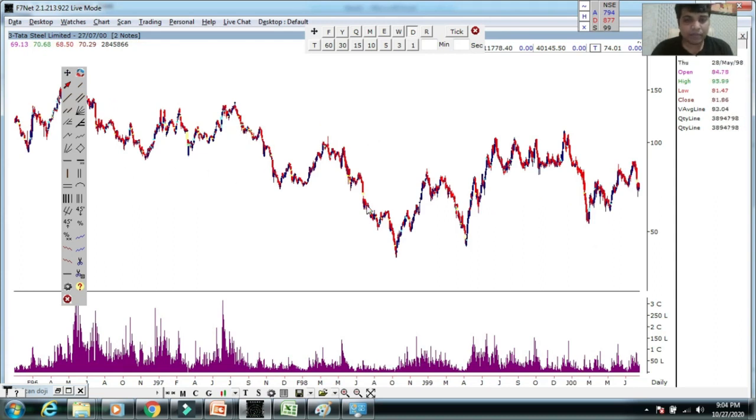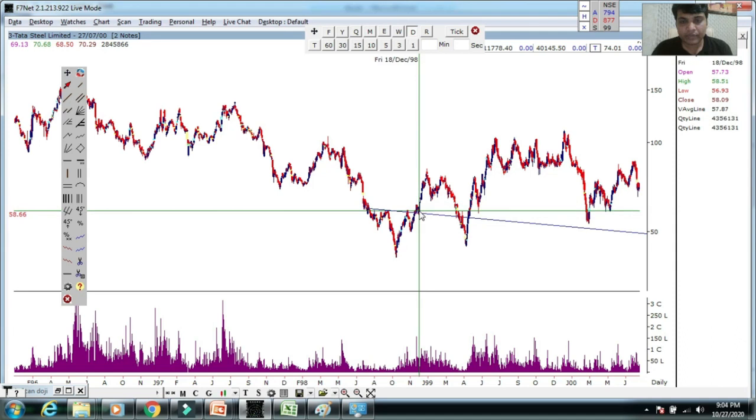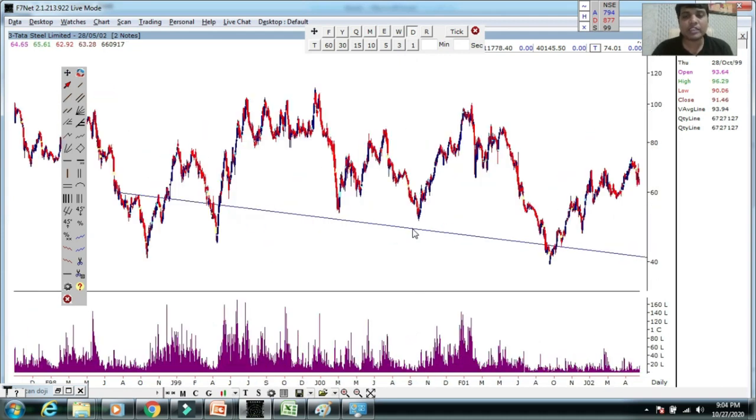Now after a prolonged down move, we find here again the inverted head and shoulder pattern, and we expect the minimum up move will be of this length, from here to here. This is a very classic example of the inverted head and shoulder pattern where the volume is also high. So this will have a significant importance and the market will rise from this point.